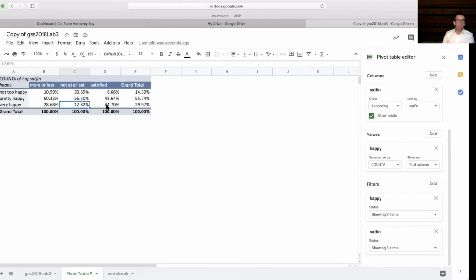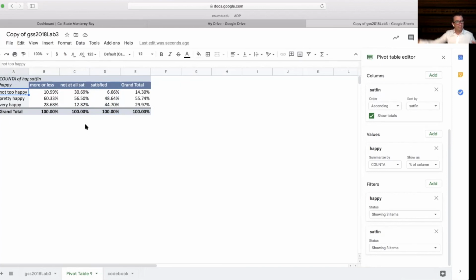So we can say that there is a strong relationship between satisfaction with the financial situation and your overall level of happiness. I don't know if one causes the other, but they are related. So anyway, that is how you would go about assessing relationships, right?